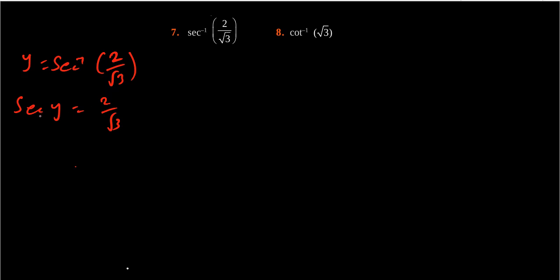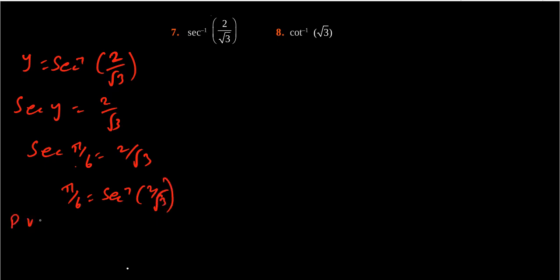Secant is nothing but the inverse of the cos function. So cos pi by 6 is root 3 by 2, so secant pi by 6 is 2 by root 3. So it is pi by 6. Secant pi by 6 is 2 by root 3, so pi by 6 is equal to secant inverse of 2 by root 3. So the principal value of secant inverse of 2 by root 3 is pi by 6.